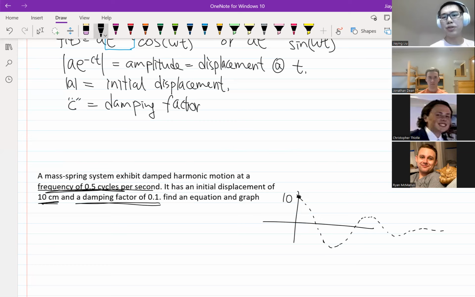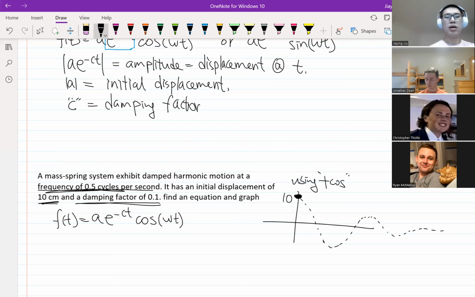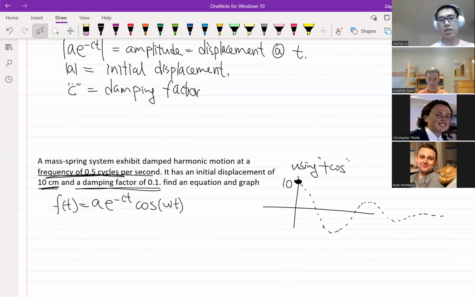And because it begins with the highest point, the highest displacement 10, we're going to use the cosine in this case. So using a positive cosine function, that's going to be f of t equals A e to the negative ct cosine omega t. And we need to find out A, c, and omega. So let's find each one of them.